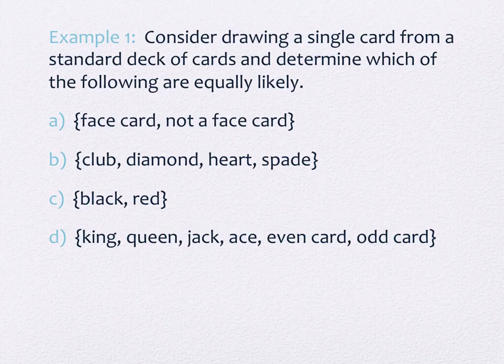There are 4 suits. The 4 suits are clubs, spades, both black, diamonds, and hearts, both red. There are 13 of every suit. So there's 13 spades, 13 clubs, 13 hearts, and 13 diamonds.